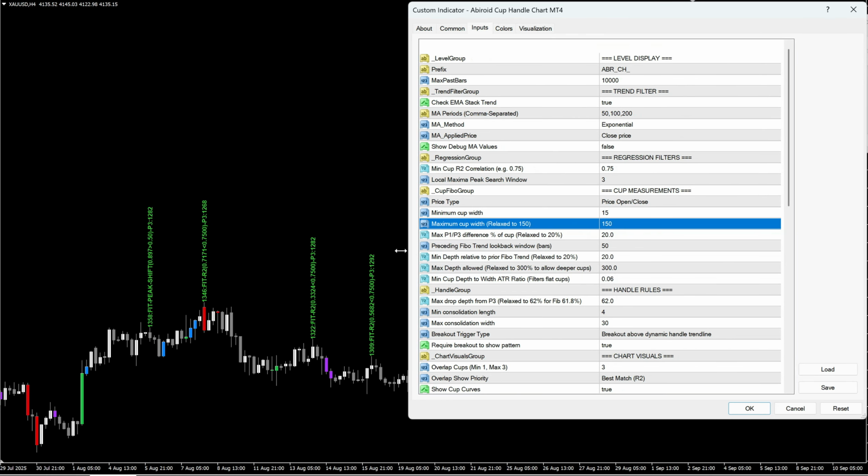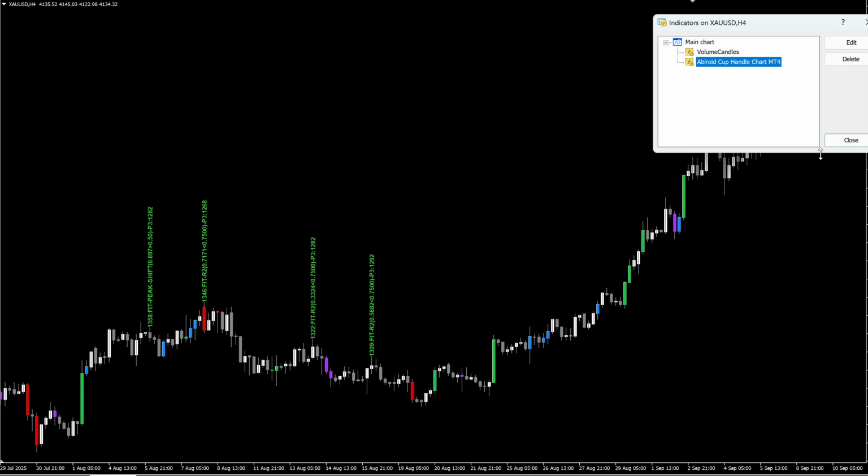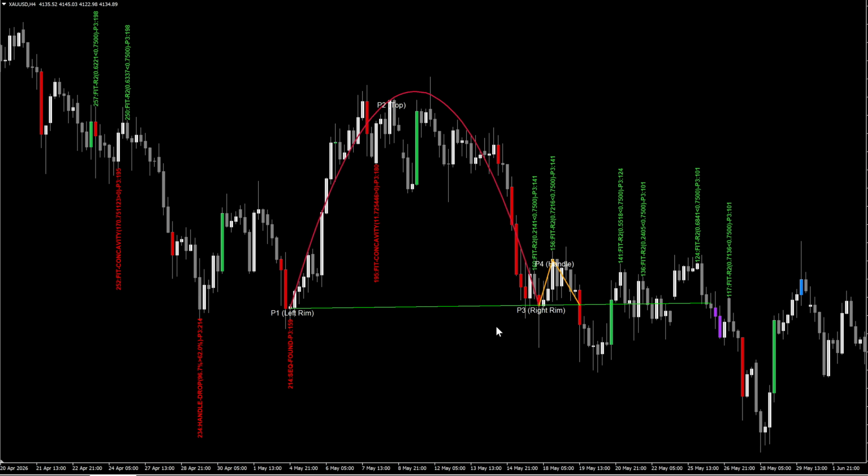This next one is the max P1, P3 difference, and this has been relaxed to 20%. So P1, P3 difference is actually the line which is the rim bar, this line. So this is the P1 and P3. So P1 to P2 and P2 to P3. This distance is at 20%. So it will take the overall cup depth and check within 20% of that threshold. So P3 needs to be along that. And if it is too slanting, like this cup over here, this will not be taken as a true cup because that is beyond the 20%.